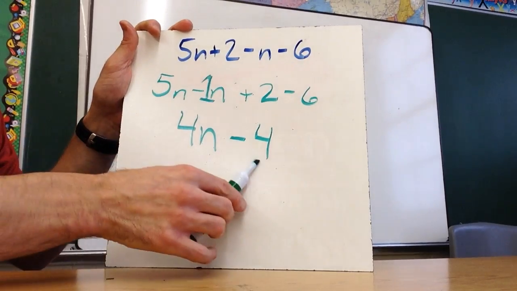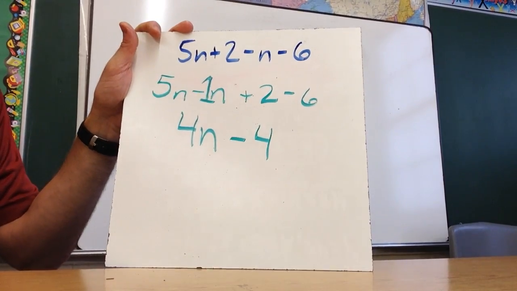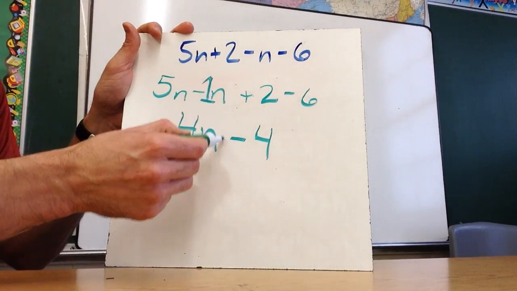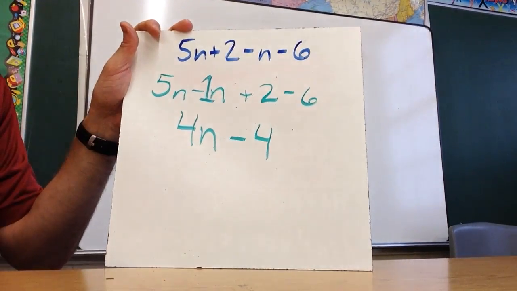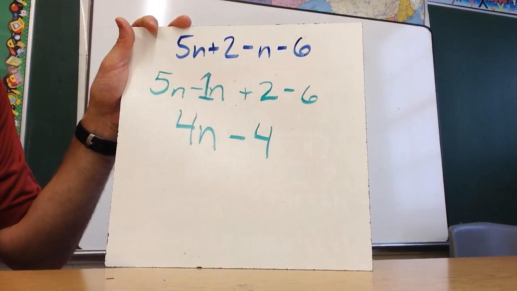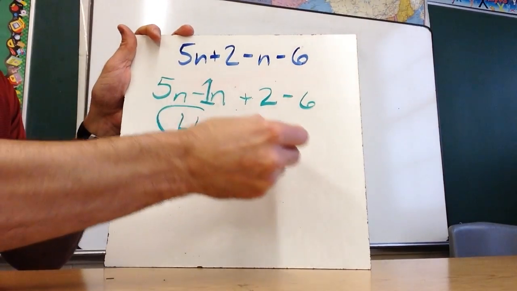Because it's negative 4, this is a subtraction. Again, remember we talked about this yesterday. The magic is that if this is subtraction, I can go plus negative, and then I got my negative 4 again. So this is 4n minus 4 when I simplify.